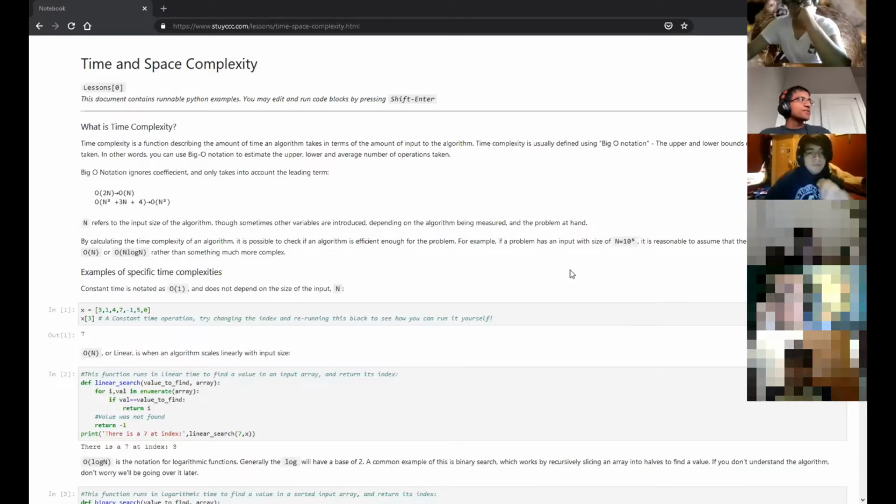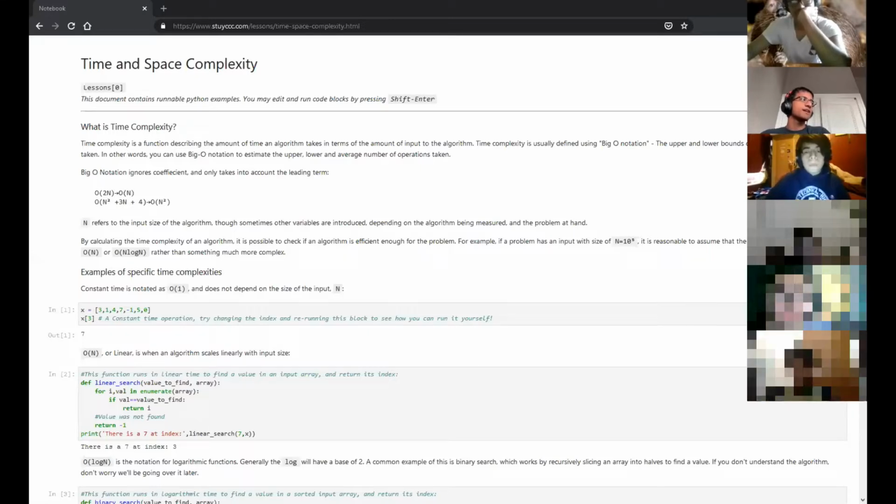So we're going to start off with time and space complexity. First of all, defining time complexity. Time complexity is basically a function to describe how long an algorithm will take to execute on any given piece of data based on input size. So we're talking about an input variable, and in this document and in most documents that you're going to find, the input variable is size n.